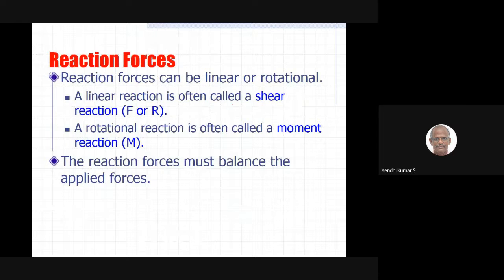A linear reaction is called a shear reaction. A rotational reaction is called a moment reaction. The reaction forces must balance the applied forces. That is the purpose of our reaction forces.